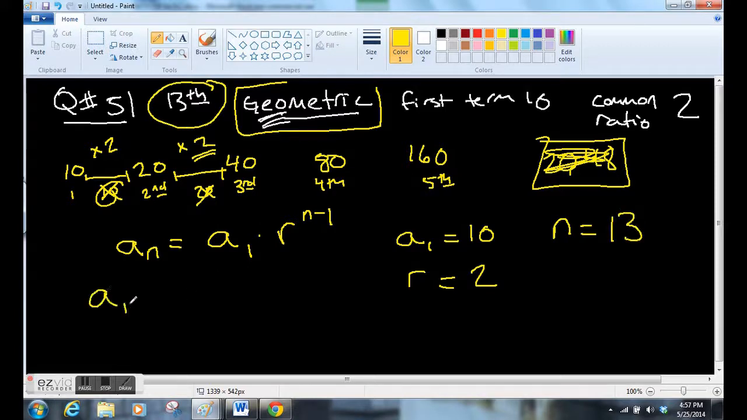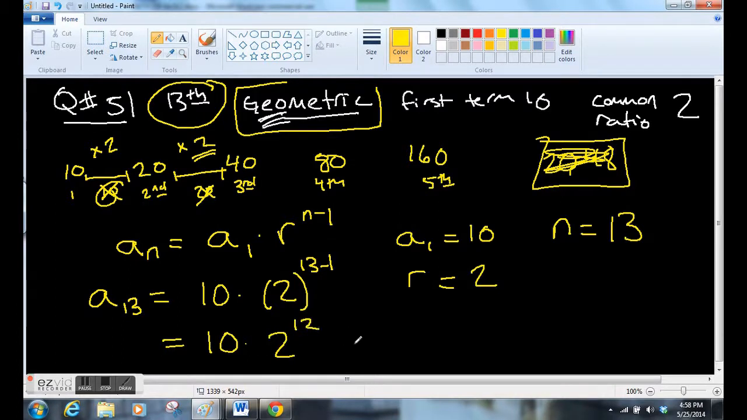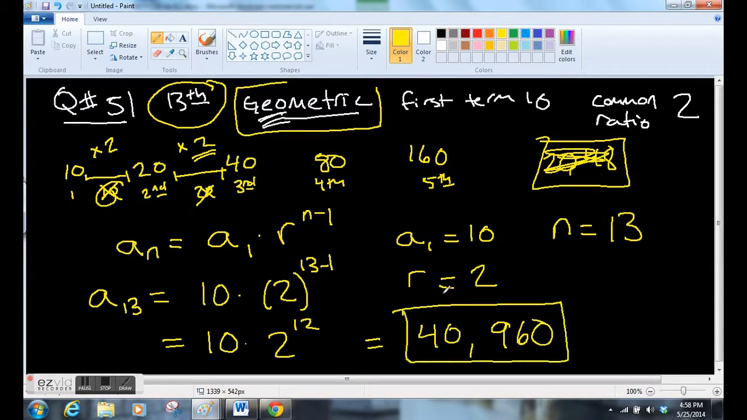The 13th term in the sequence is going to be the first term, 10, times the common ratio, 2, raised to the 13 minus 1. It's going to be 10 times 2 raised to the 12th. So 2 to the 12th. It's hard to say. And the answer to that is 40,960. And if you were a patient person, you could keep going and you would find that if you carried this geometric sequence out, you would get 40,960.